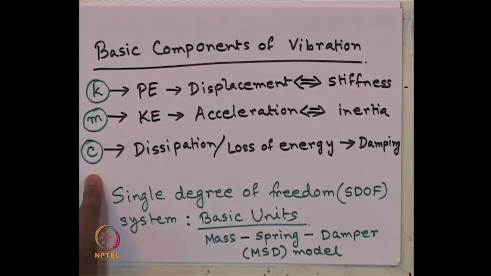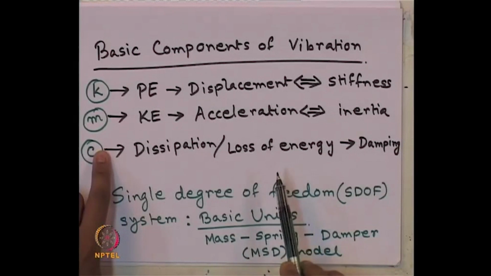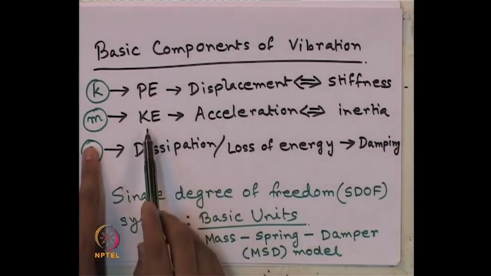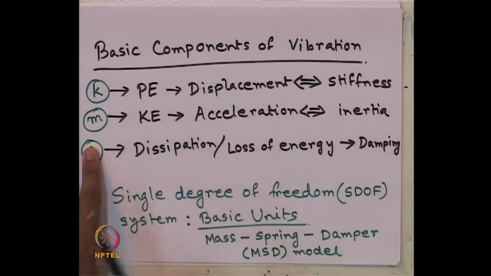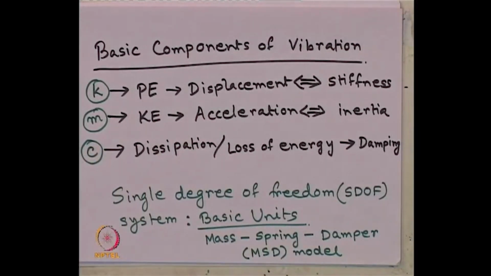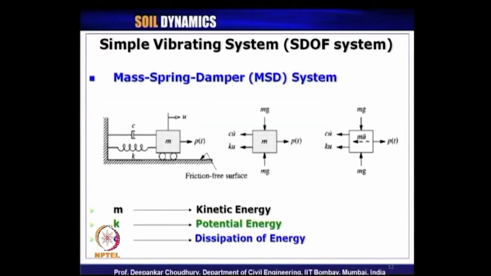The dissipation is actually optional; it may or may not be present, whether there is any loss of energy or not. But potential energy and kinetic energy are essential in a simple vibrating system. Now, if we look at the slide, it says for a simple vibrating system with a single degree of freedom, the mass spring damper system is the basic unit to consider.